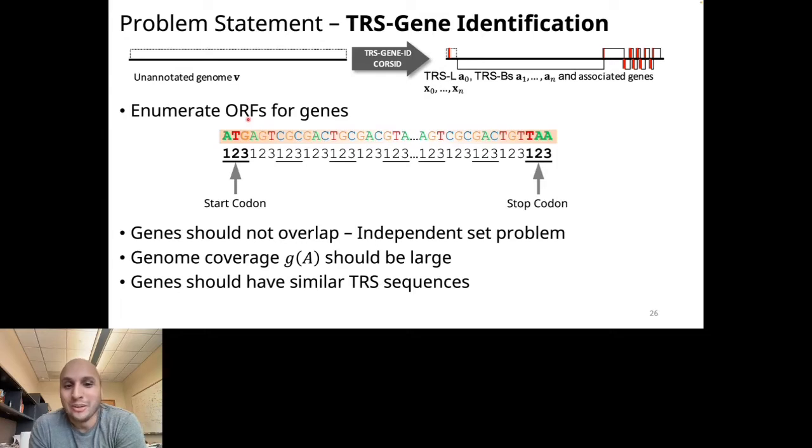So we were wondering, okay, that's great, we can totally do that, but we want to infuse the signal from TRS, from transcription regulatory sequences. So this is the third point here. Genes should have similar TRS sequences. So whatever independent set you pick, you better make sure that each gene is preceded by a TRS sequence that is very similar across the genes that you pick. So that's the high-level idea that we're doing here.